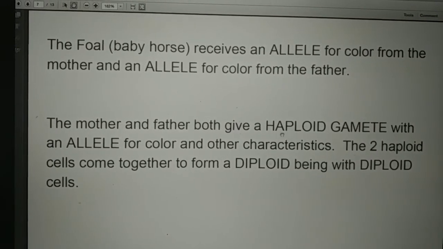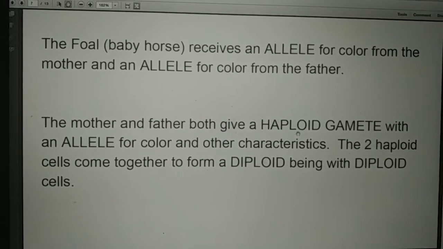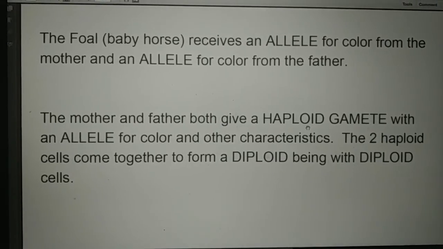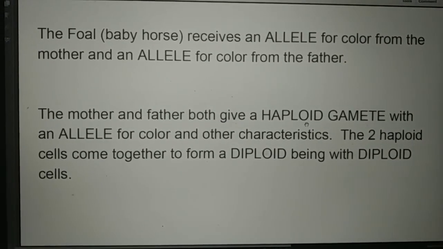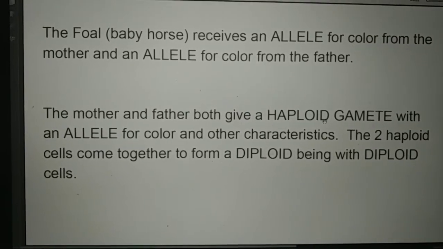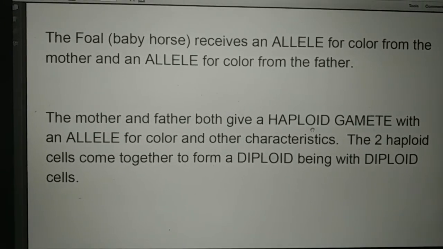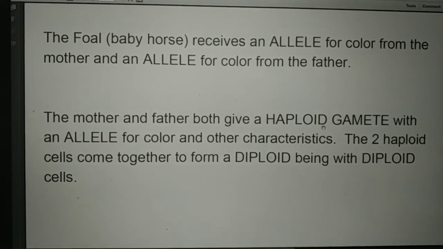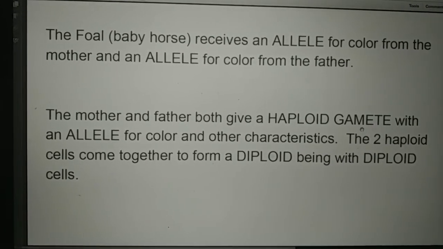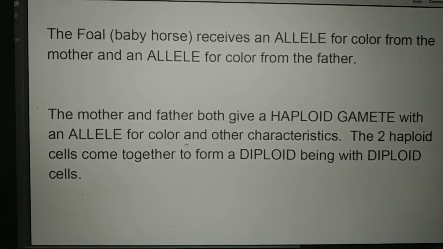The gamete is haploid. So what does haploid mean? Haploid means it has half of the genetic material needed for life. So the mother is going to give half and the father is going to give half. Your pollen only has half of the DNA needed for plant life. Your egg and sperm only have half the DNA needed for animal life. So that's what this means, half the DNA. So they're going to give a haploid gamete with an allele for color and other characteristics.